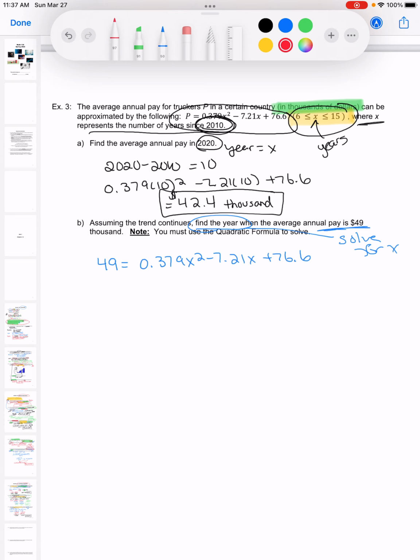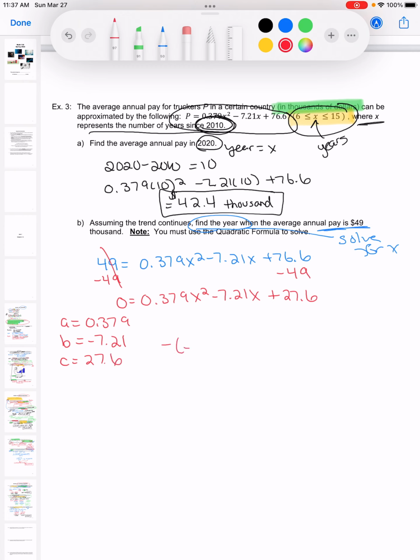Hopefully you paused and then we're ready to come back. Remember the step that I said is the one that everyone forgets: before we can start plugging in for A, B, and C, we have to set our equation equal to 0. That means we need to move over that negative 49. So now A is going to be the number in front of X squared, B is going to be the number in front of X, it's negative, and C is going to be the plain number.